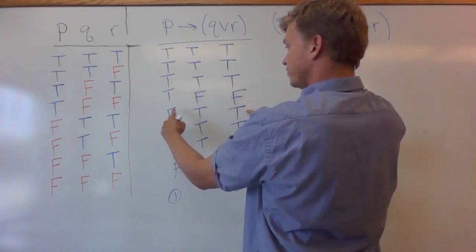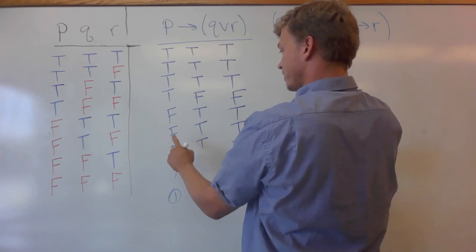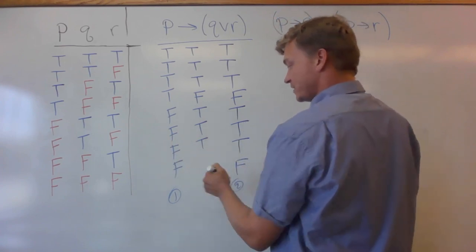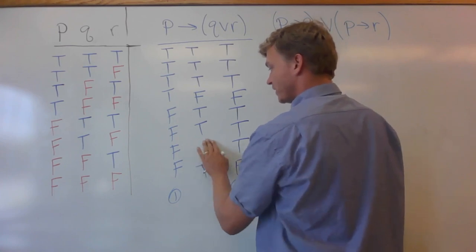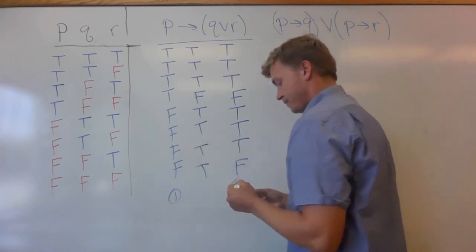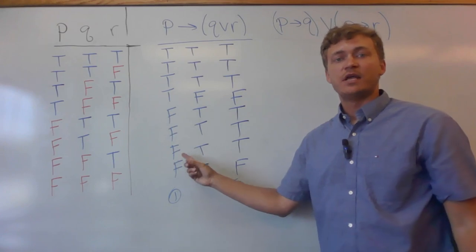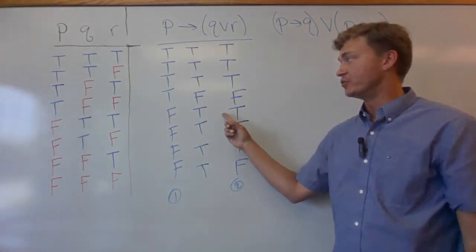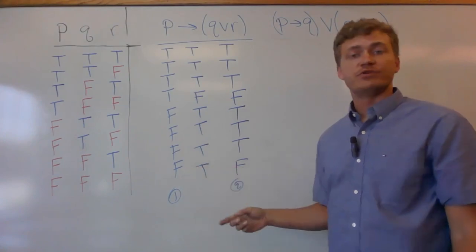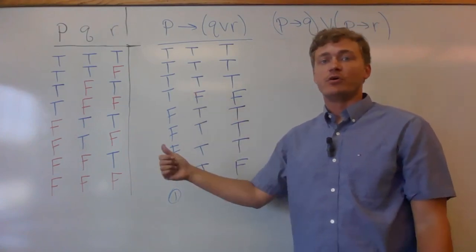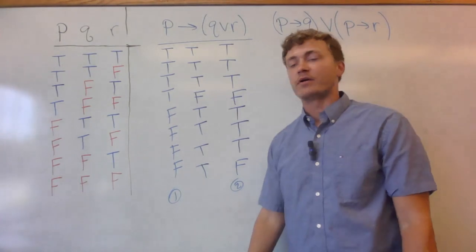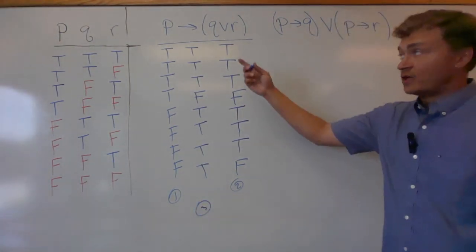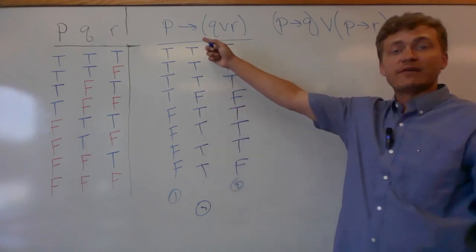False implies true is true. False implies true is true. False implies true is true. And then lastly, sorry, false implies false is true. I'm going to scoot this one down just a little bit. Notice here, false implies anything is always true. False implies true was true. False implies false was true. So anytime F goes first, you're always guaranteed a true outcome. So that's our third column. That's our last one. That's what our truth table looks like for this statement.